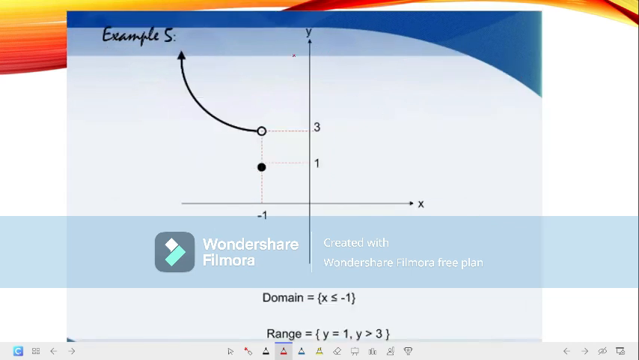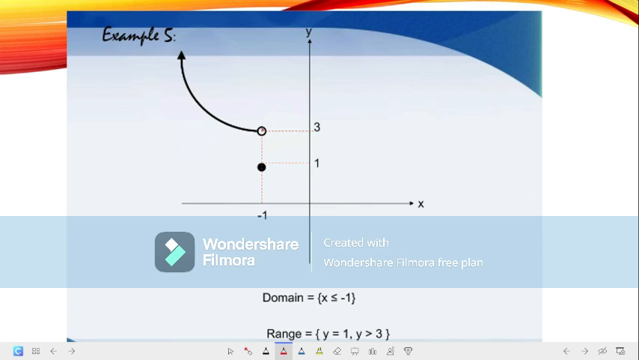Now consider this graph. If we have this graph, as you've noticed, there's a point on this graph here, a single point, and here we also have a point, a hollow circle, meaning this is not included.